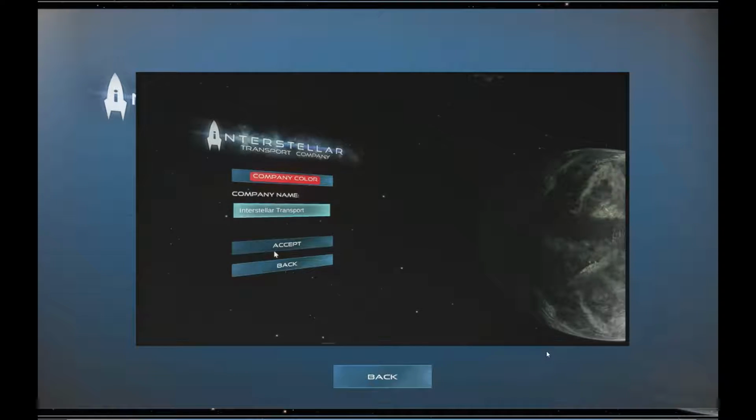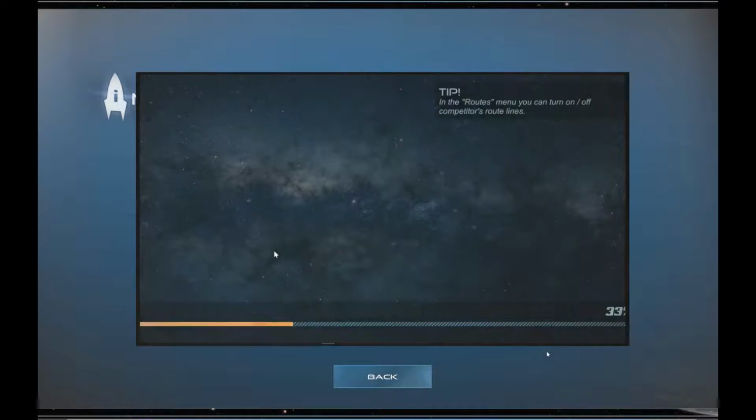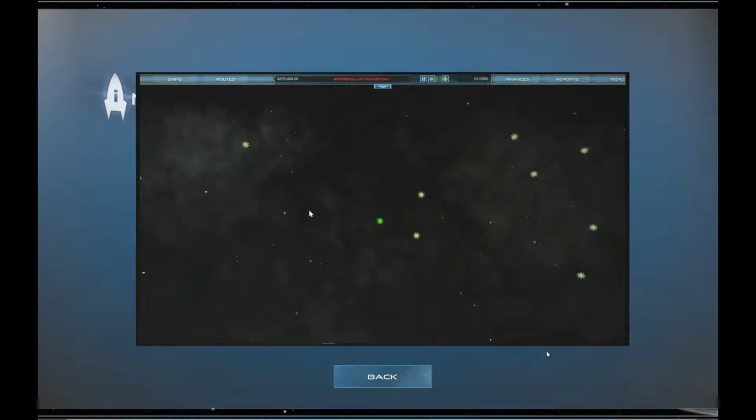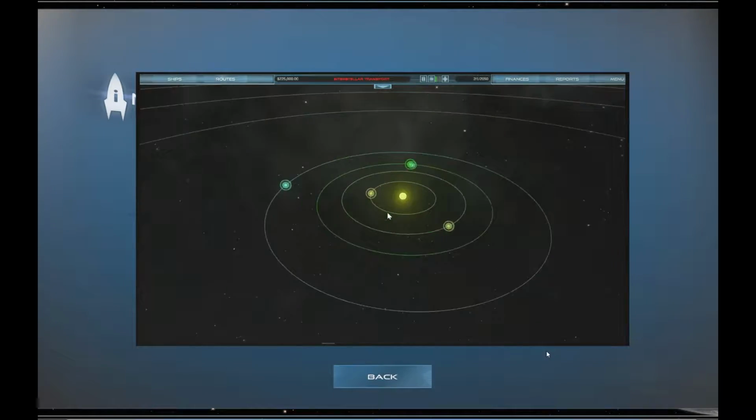In Interstellar Transport Company, you manage a transport company in space as humanity begins to spread throughout its solar system and eventually the galaxy beyond. You must manage a profitable company in order to continue to grow your business and beat out the competition. Only through careful management and strategic planning can you achieve this. This supplemental video tutorial helps to explain some of the core concepts of the game so you can more effectively manage your company.